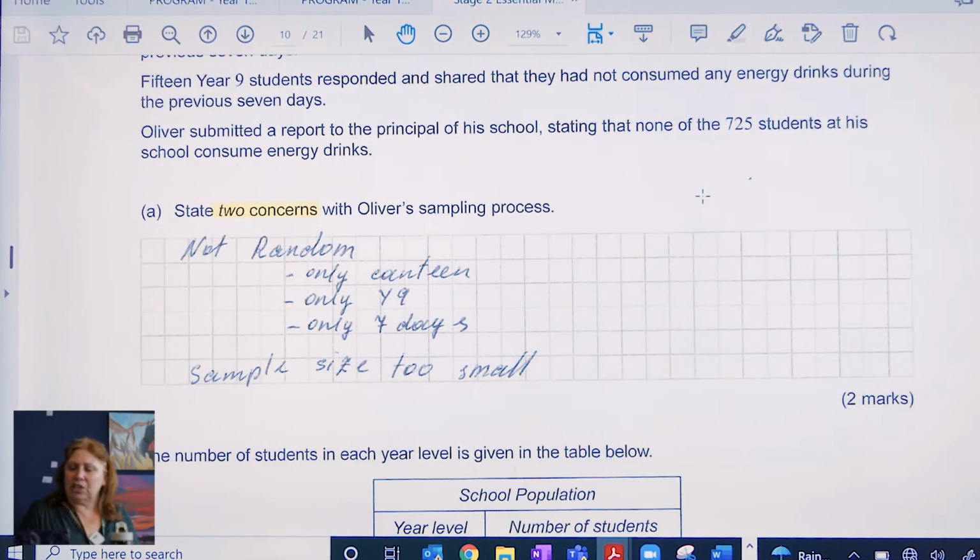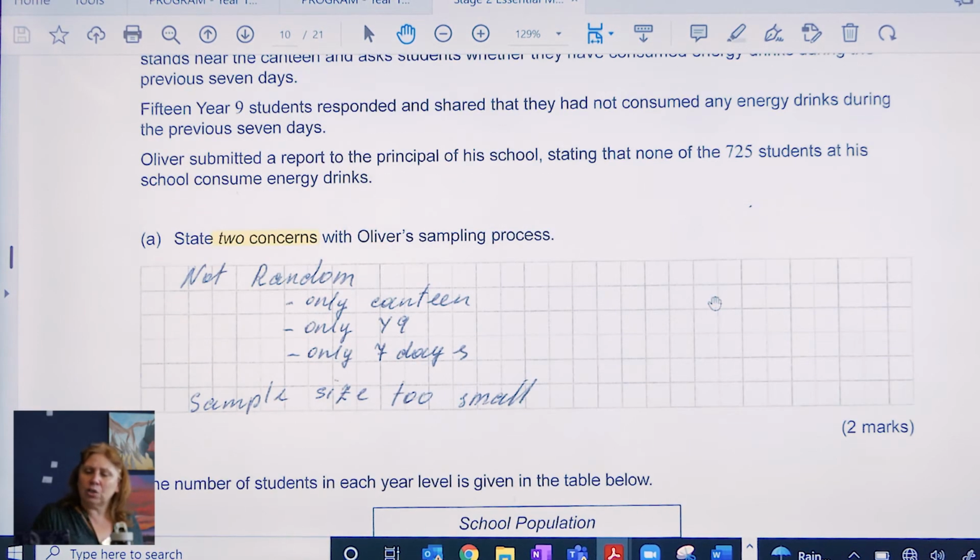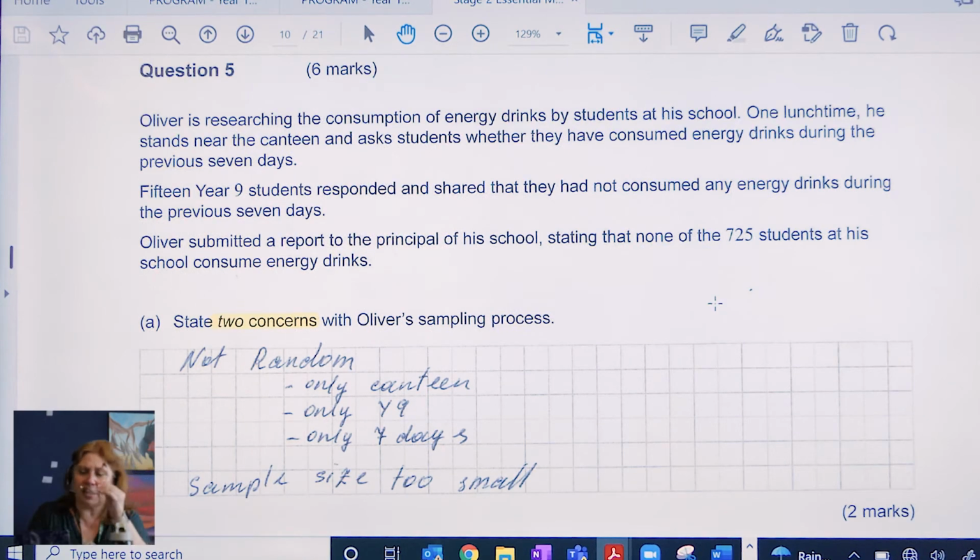Okay, next question. The students did well in parts A and B, and then there was some confusion later on. It's about the canteen. Oliver is researching the consumption of energy drinks, and he asks only year 9s, only during lunch.